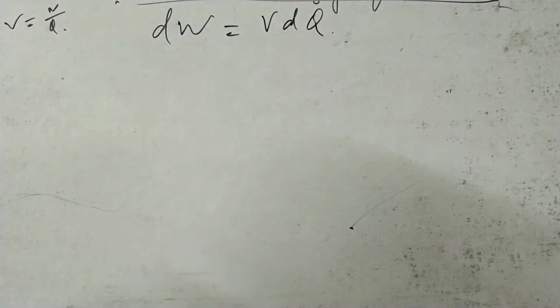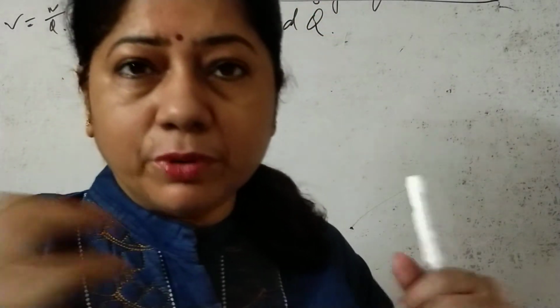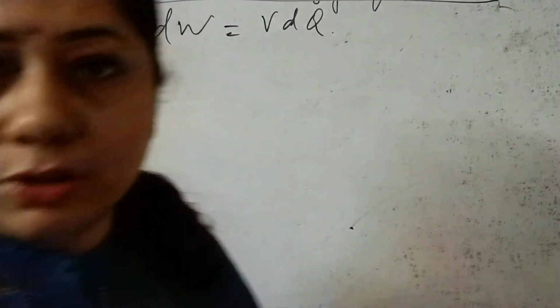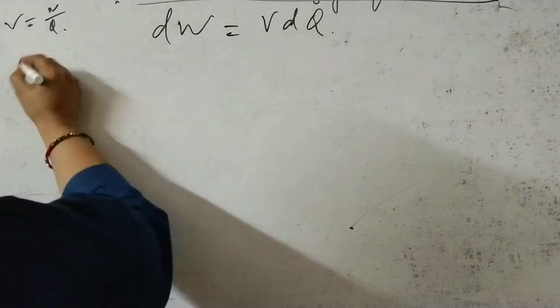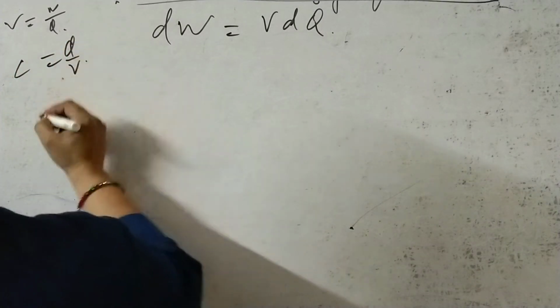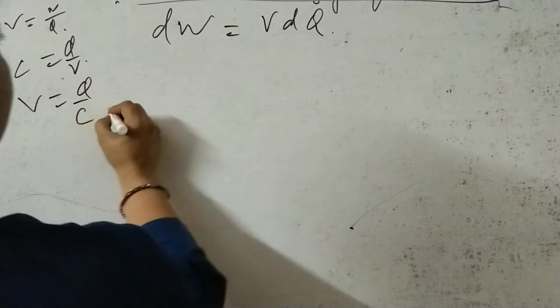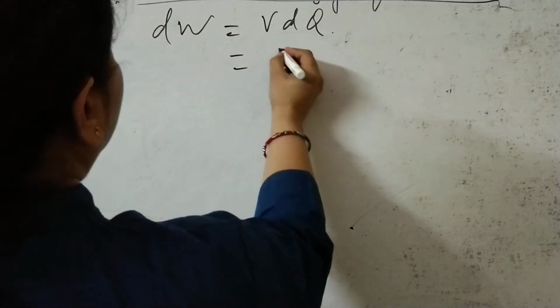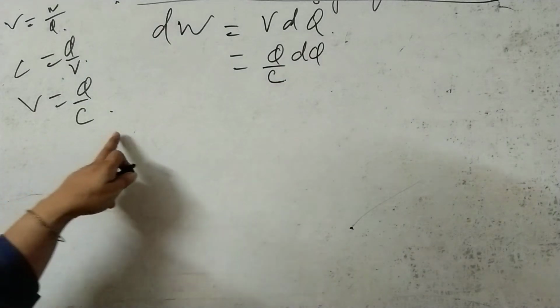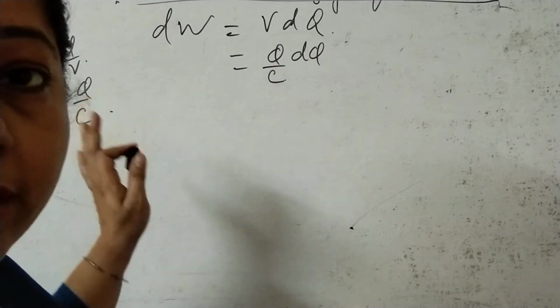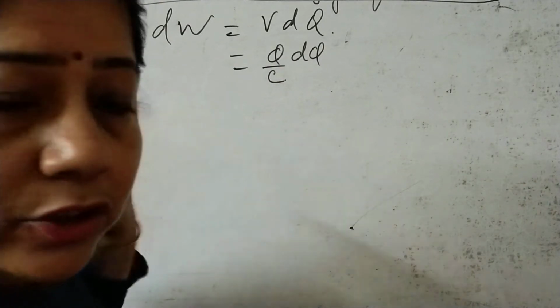Let us assume we are finding the work done for putting a very small amount of charge, that is dQ. So V into dQ. Now V is equal to what? C is equal to Q by V, so V is equal to Q by C. So let's write: this is Q dQ divided by C. Now C is the constant term. I already stated it depends upon the shape and size of the conductor.